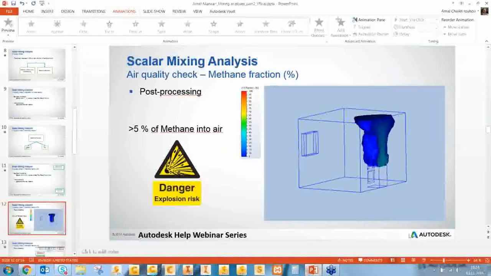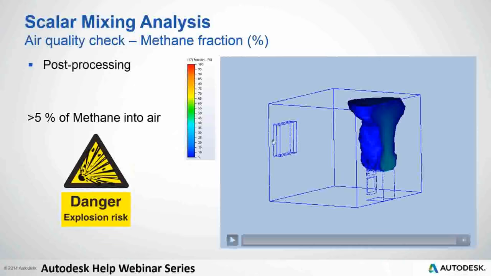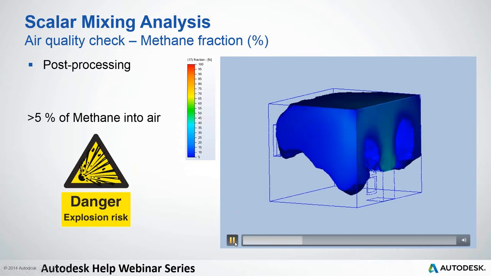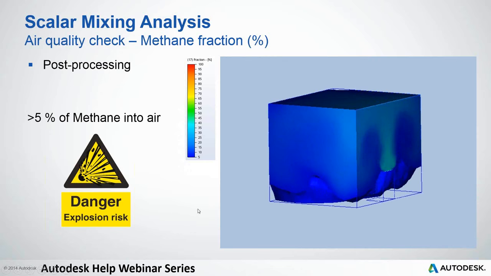Okay, so I can show you here the results of the animation. I ran the model transiently over 3 hours, and the results that I've just shown you were after the 3 hours. The animation is displayed from 15 minutes to 3 hours. So here it is. You can see that in 3 hours, you can get more than 5% of methane into the room. I just want to mention that the dimensions of the room are the real ones, like standard kitchen dimensions.